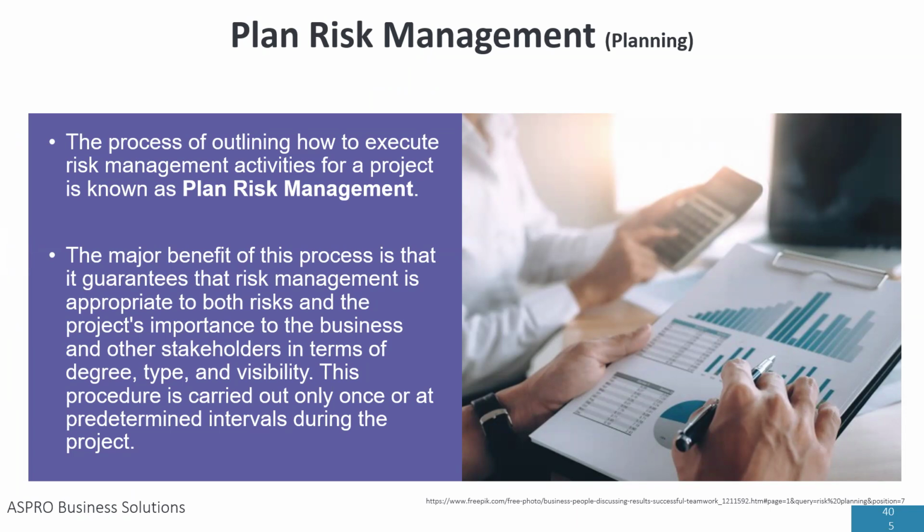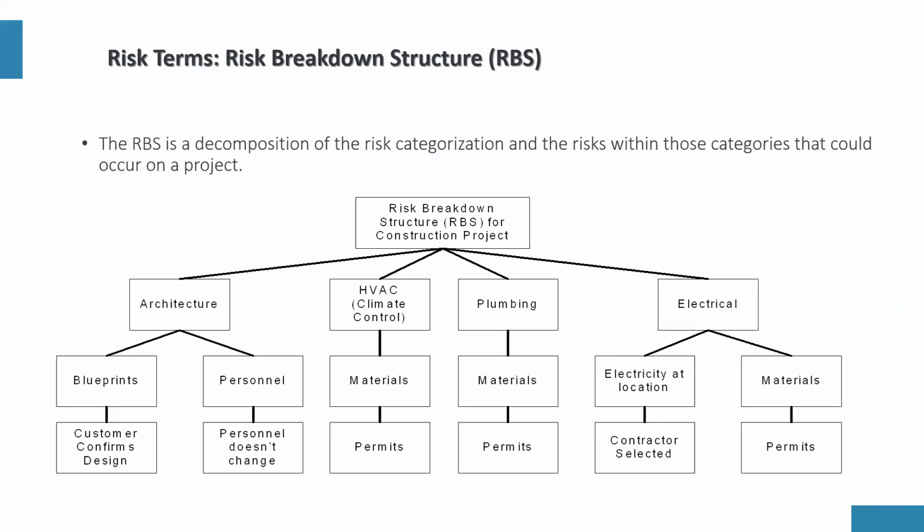How do we identify? We use risk categories. How do we analyze? We use the probability and impact rating matrix. And how do we respond? We use roles and responsibilities, and we come up with risk responses. So the risk management plan gives us the outline of how we're going to do all that.